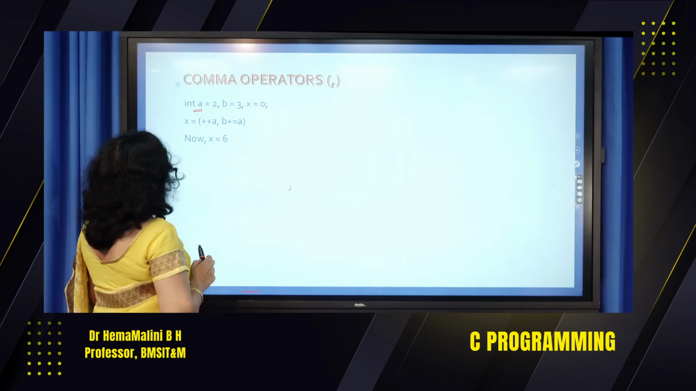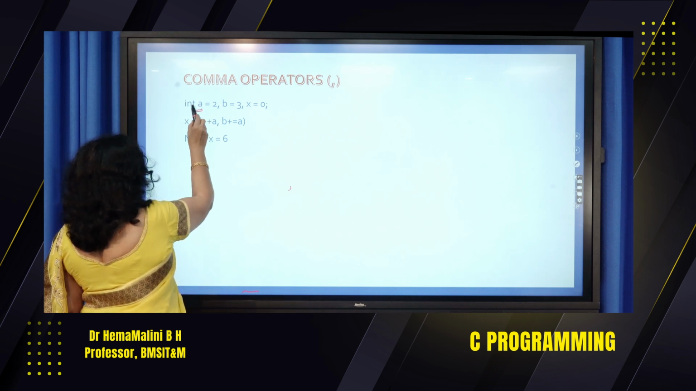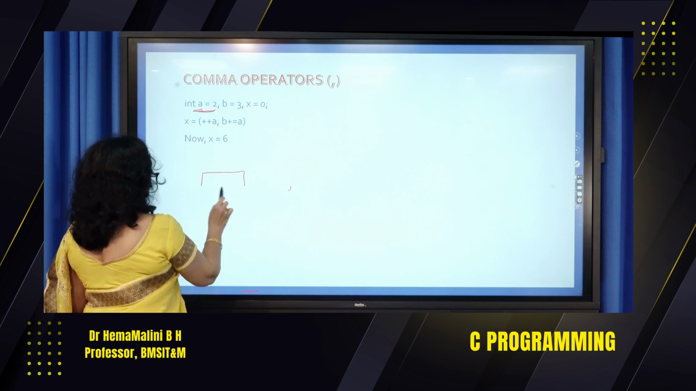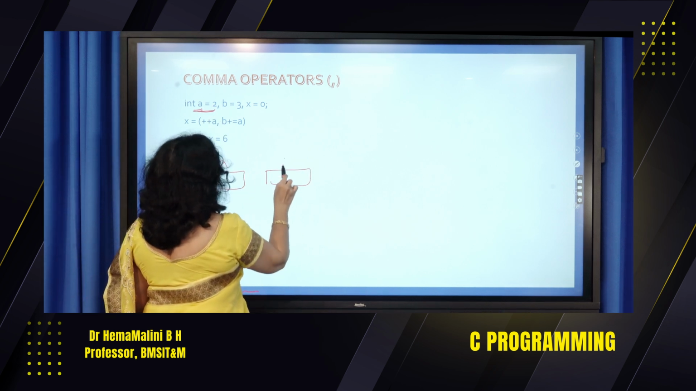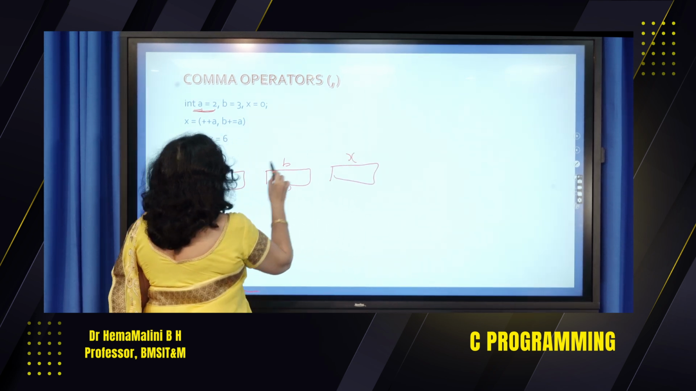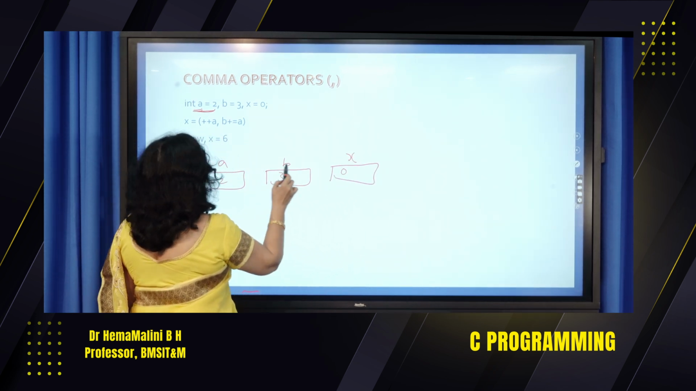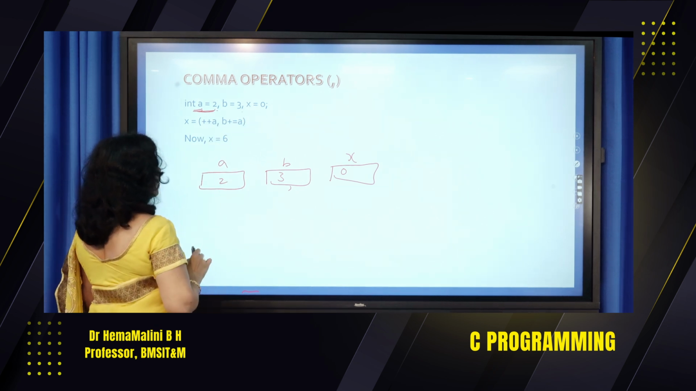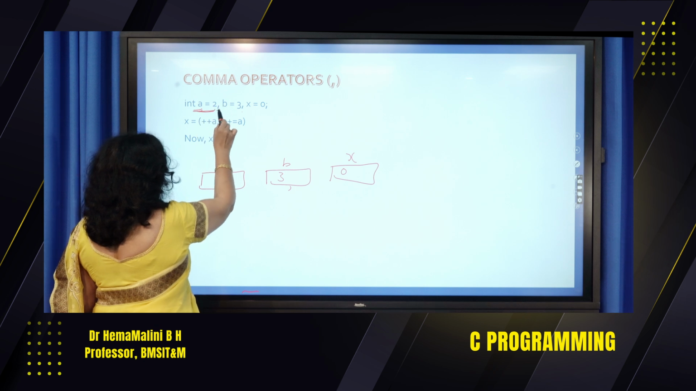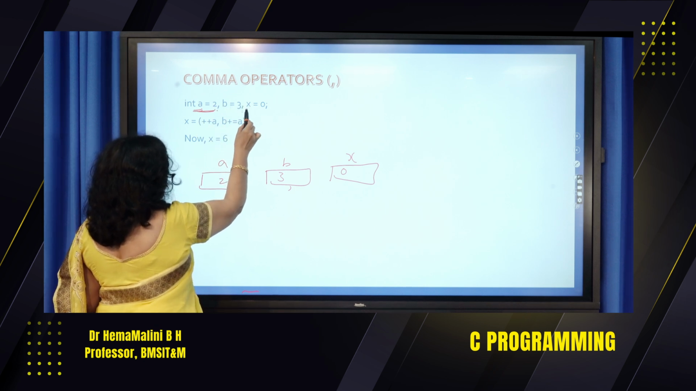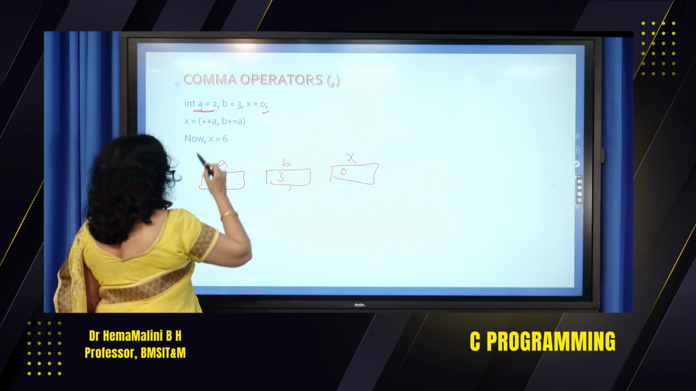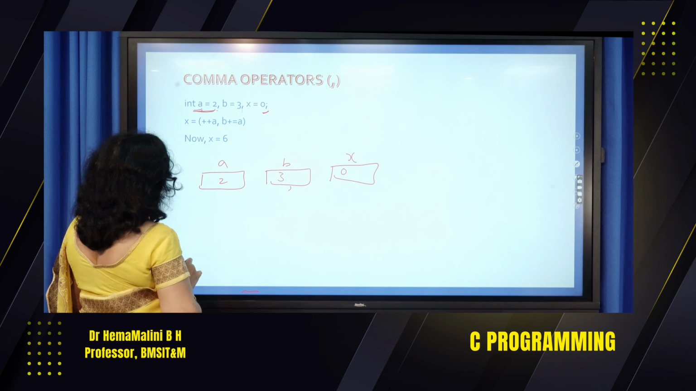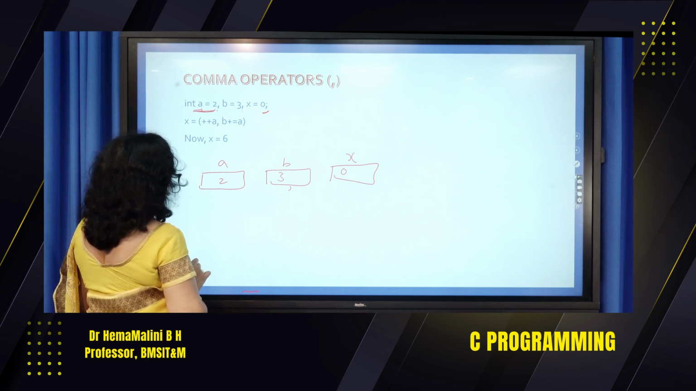Now let's see the comma operator. Integer A equals 2. It means A is a variable of type integer and it has been initialized with 2. So this is A, this is B, and we have x. A is 2, B is 3, x is 0. We have a comma operator which is going to separate the different variables. A equal to 2, comma, B equal to 3, comma, x equal to 0, semicolon. So when we have to separate multiple variables, we use the comma operator.